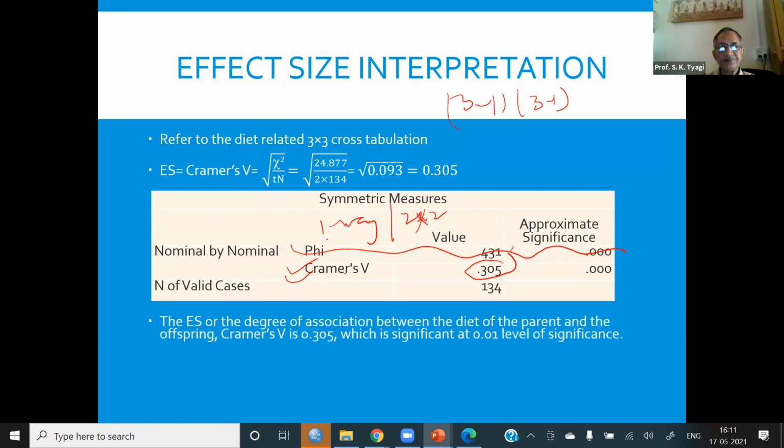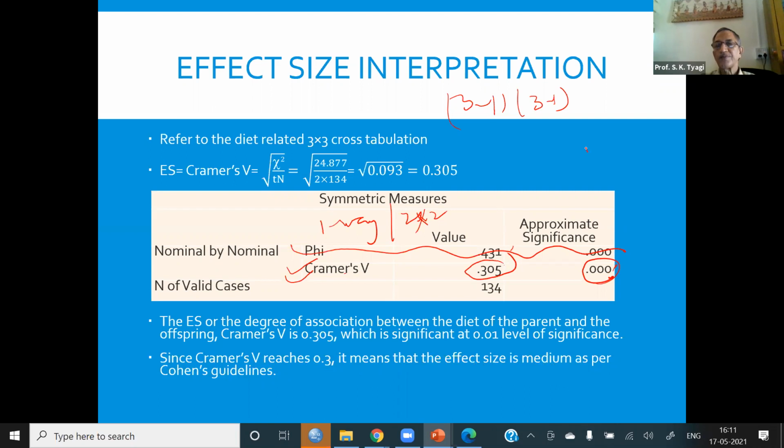Now the interpretation: the effect size or degree of association between the diet of the parent and the offspring is 0.305, which is significant. And since Cramer's V reaches 0.3, it means the effect size is medium as per Cohen's guideline. Cohen says 0.1 is low, 0.3 is medium, and 0.5 is high. So there is a medium effect size for this problem.